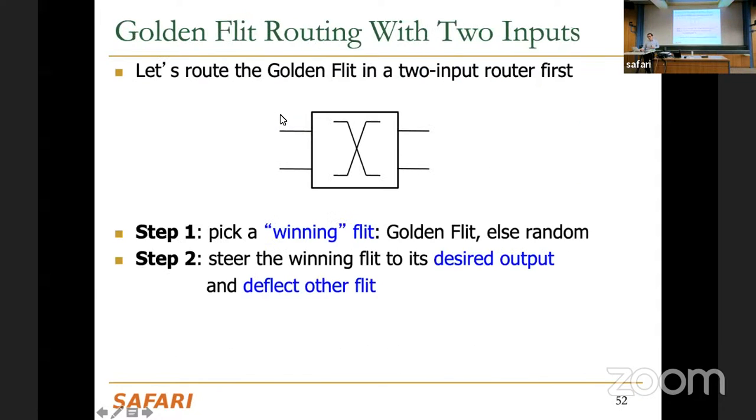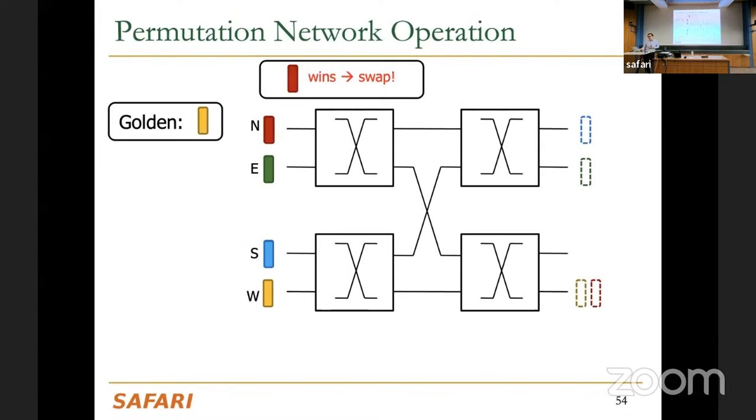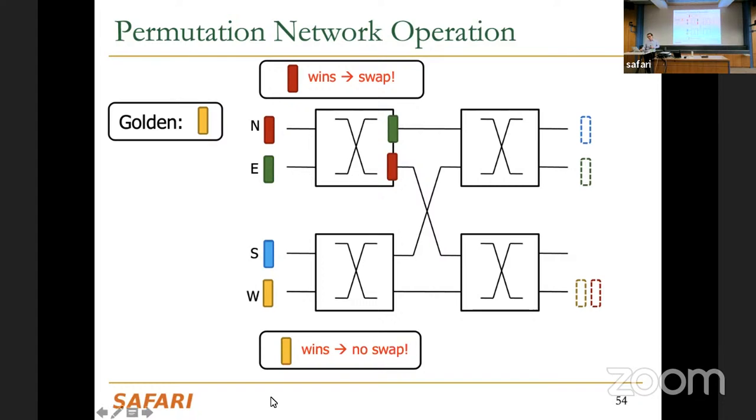So if you go back to the steps, you pick a winning flit. In this case, the winning flit is randomly picked. The red one wins, meaning that the red one should be routed down. So for the red one, this input should be connected to this output, meaning that these flits should be swapped. Okay, so that's done. Here, because this is the golden flit, it has to win, and it wins, and the golden flit is going this way, so there's no swap, right? It needs to take this.